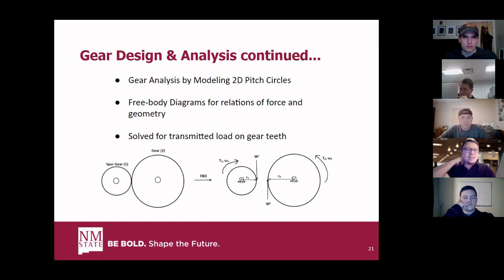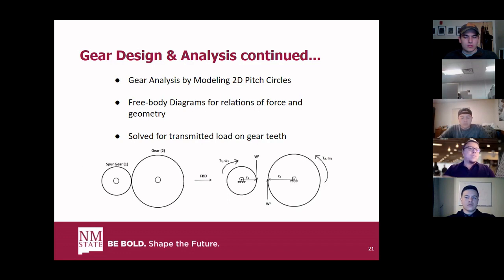Next slide, please. And this brings us to the design of the gears themselves. So we begin this by modeling the two-dimensional pitch circles. And the pitch circles are important because they allow for proper meshing and functioning of the gears.